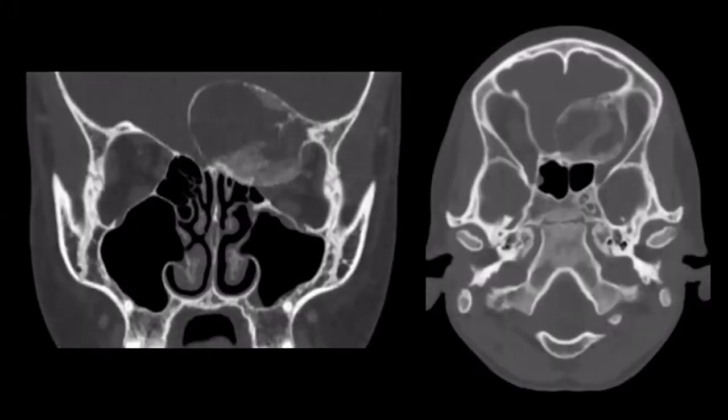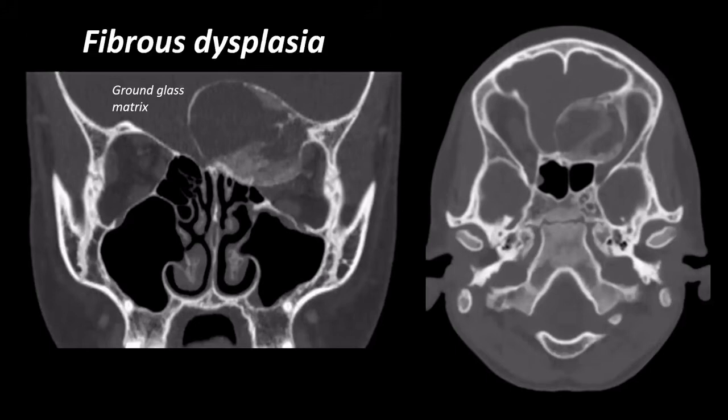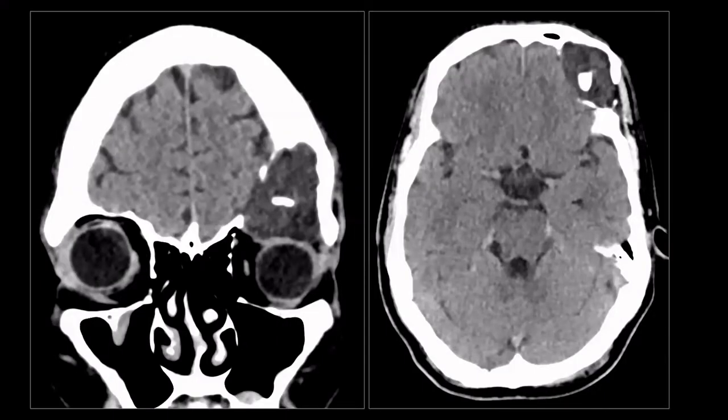We see a very expansile lesion causing a reduced volume of the orbital compartment. The lesion is located in the left orbital roof. It is surrounded by cortex. There is no cortical breakthrough, no periosteal reaction, and the lesion also has, at several places, a ground glass matrix. And this is very characteristic for fibrous dysplasia. Once again, fibrous dysplasia looks like this no matter where you encounter it, in this case, in the orbital roof.